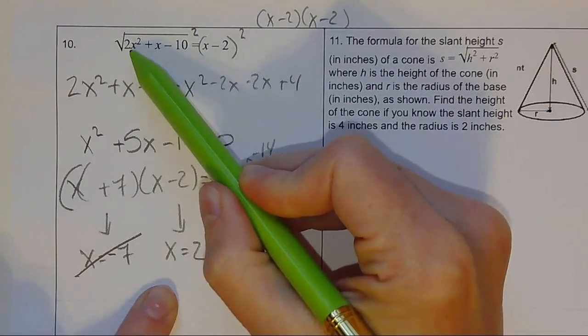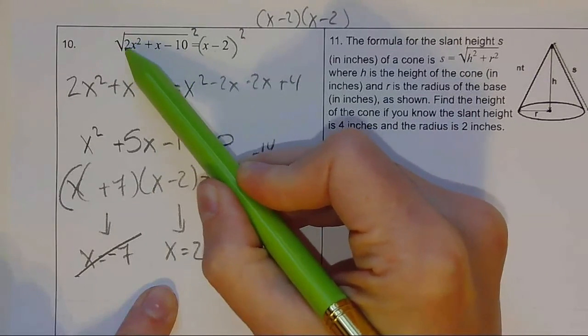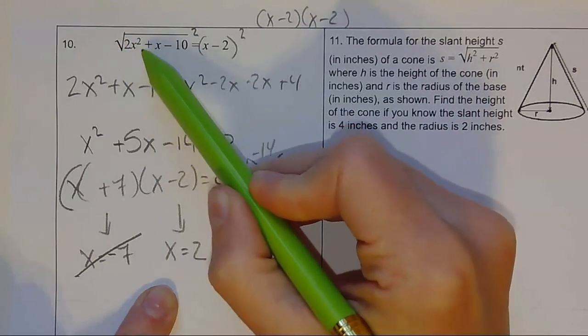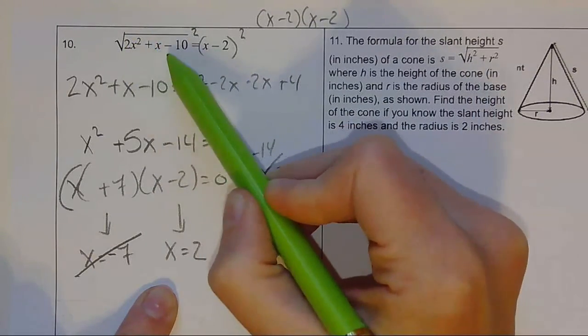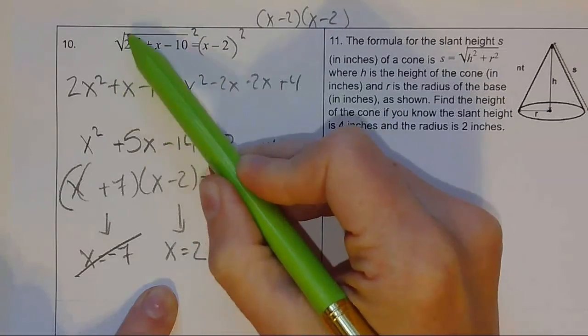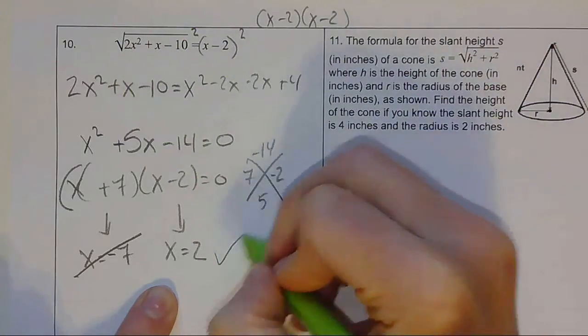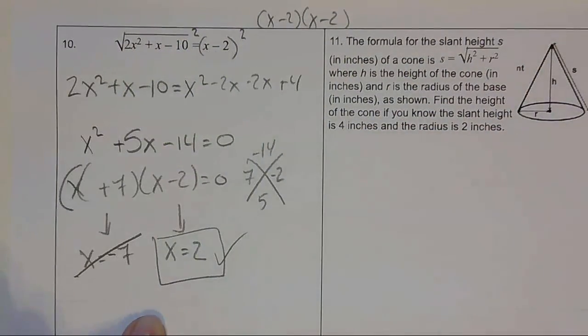Okay, so 2 squared is 4, and then 4 times 2 is 8. 8 plus 2 is 10. 10 minus 10 is 0. Square root of 0 is equal to 0. That's cool. That guy is fine. You actually do get one answer there. That works.